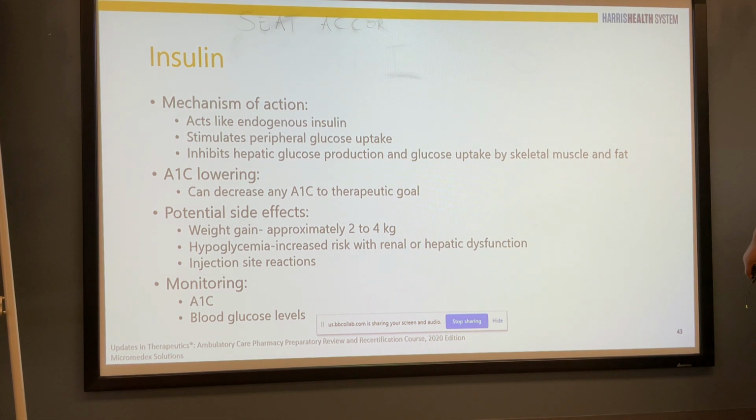There's unlimited A1C lowering. Some of the side effects associated with insulin are weight gain. Patients can gain anywhere between 2 and 4 kilos of weight. And there is a risk of hypoglycemia, and it's higher in patients who might be on dialysis. You might have to go low and slow with their insulin titration, or if they have liver dysfunction. And because patients have to inject this multiple times a day, it's possible to have injection site reactions. And of course, we want to monitor patients' A1C and glucose levels when using insulin therapy.